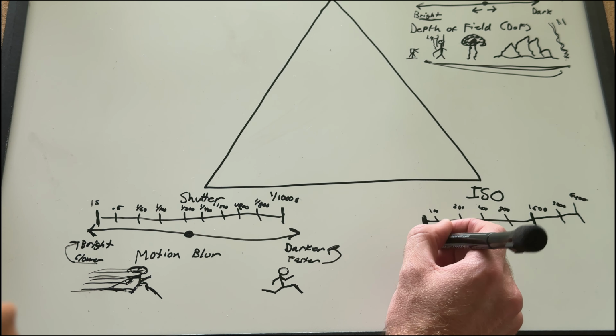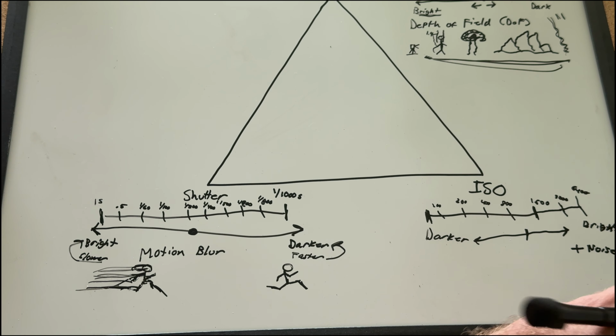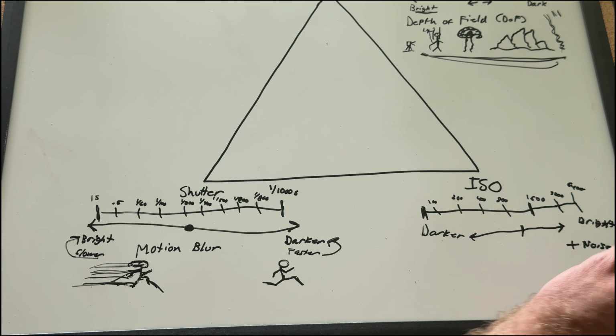However, just like the other two, there is a secondary effect. The higher you push your ISO, you will get more noise in your image. This will look like kind of a grainy, sort of like messy texture when you zoom in to your images. And if you push the ISO really high, it can start to kind of blur out and mess up detail because there's so much noise.